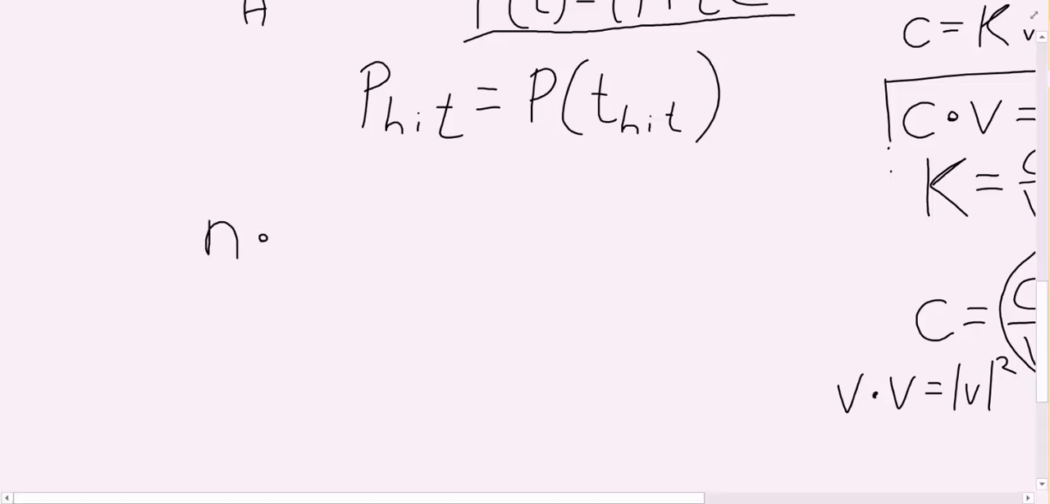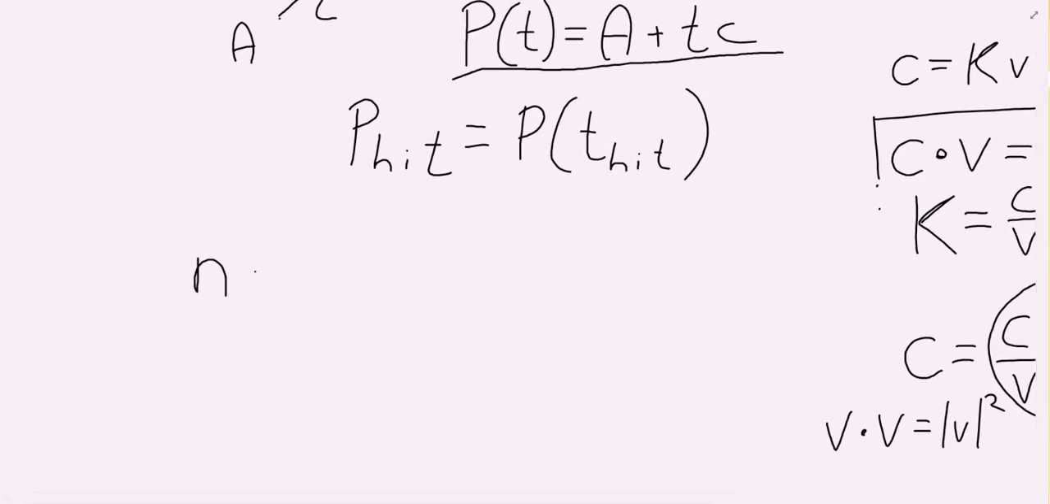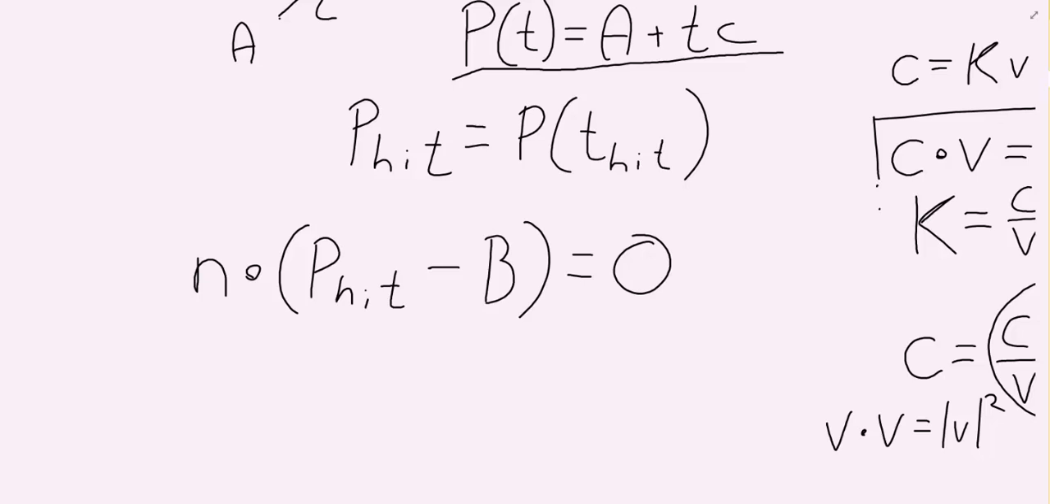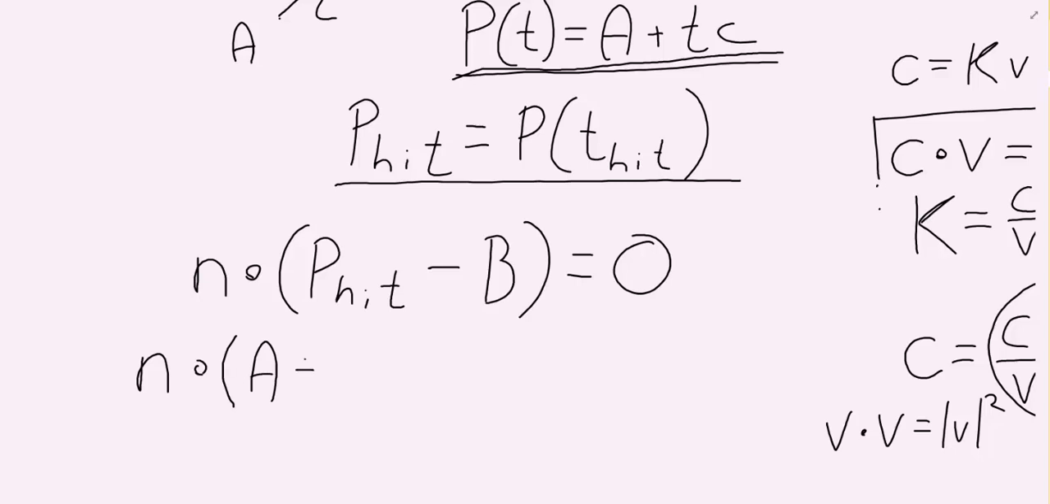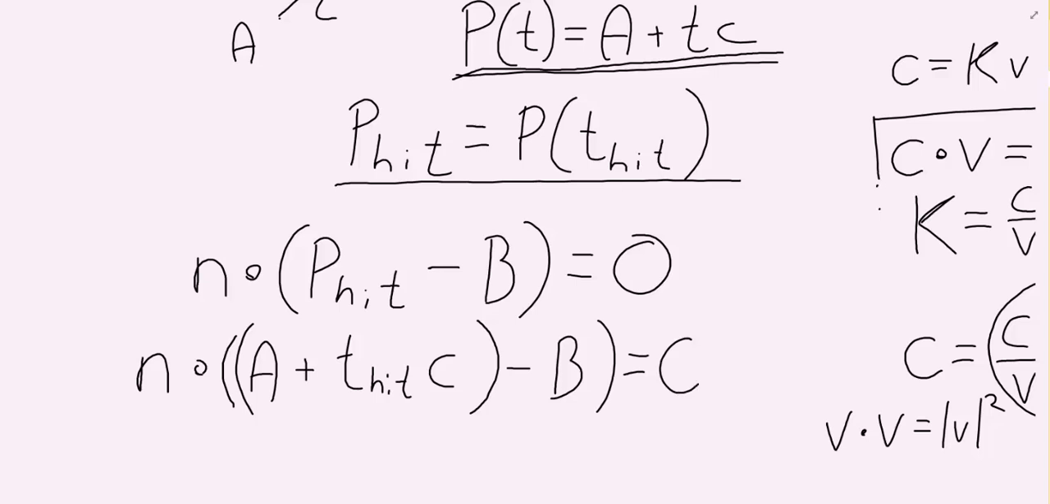N dot p hit minus b equals 0, and p hit is simply p of t hit, putting t hit into this formula, so that gives us N dot (A plus t hit times C) minus B equals 0.